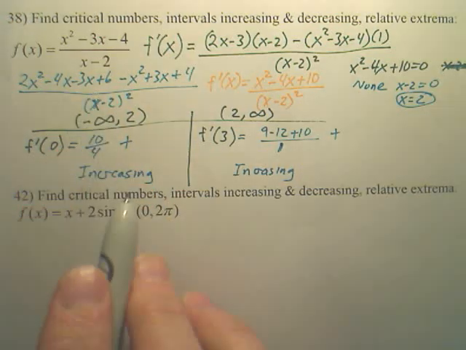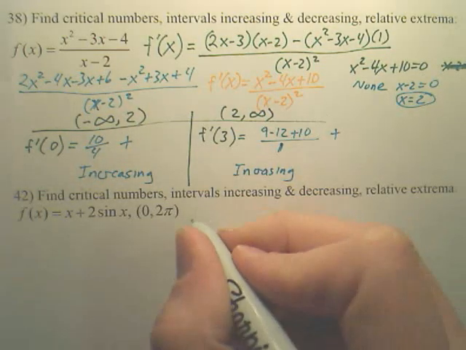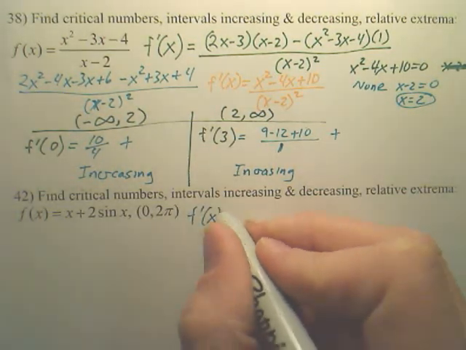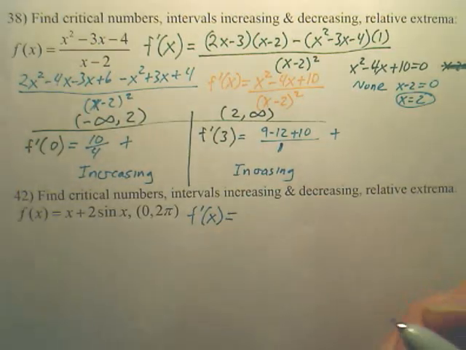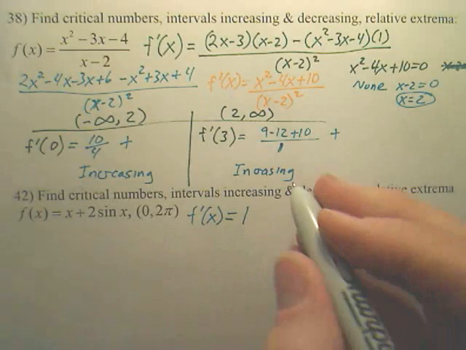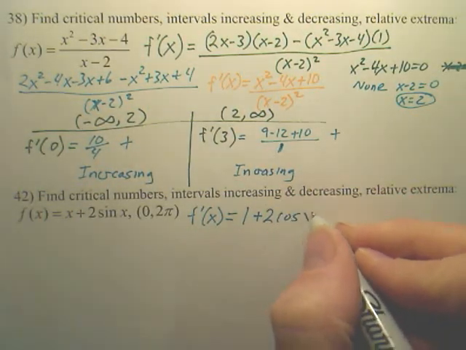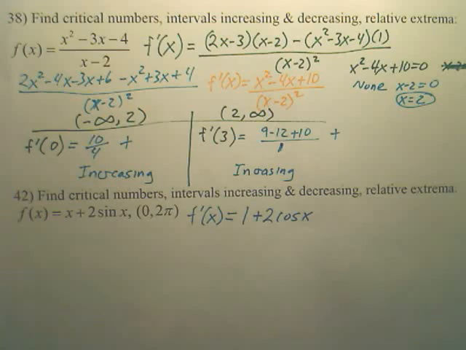Same idea for this one as this one, except it's a trig function on an interval. So let's find our critical numbers. Let's first find our derivative. Derivative of x is 1. Derivative of sine x is cosine x, so this is plus 2 cosine x. That was a nice easy derivative.